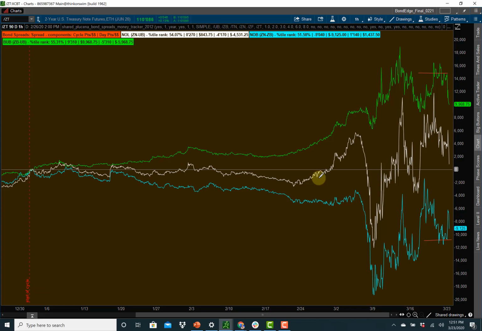So you can see the tool is in front of you. Going back to the beginning of the year, if you would have held the green line until today, you would be up $9,900. If you were short the green line, you'd be down $9,000.